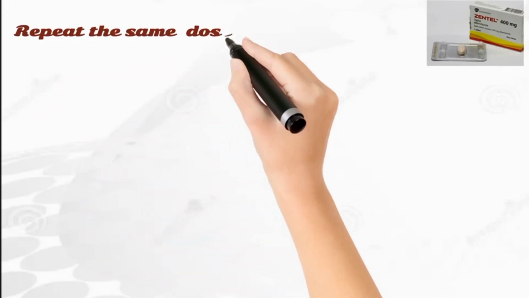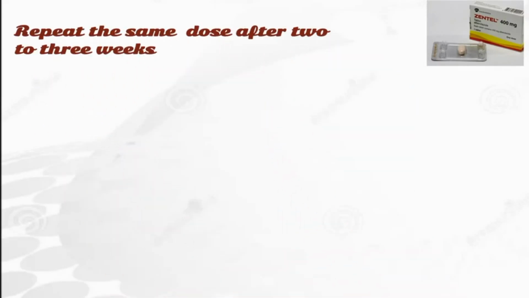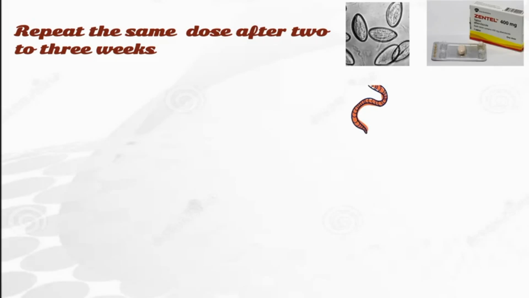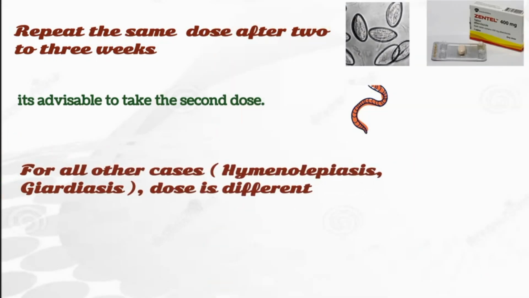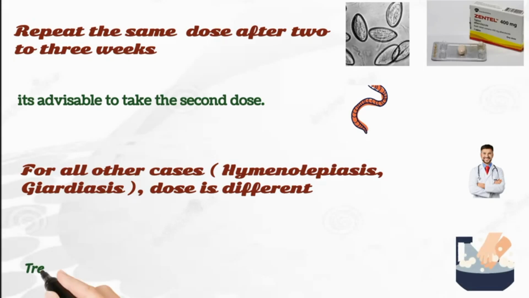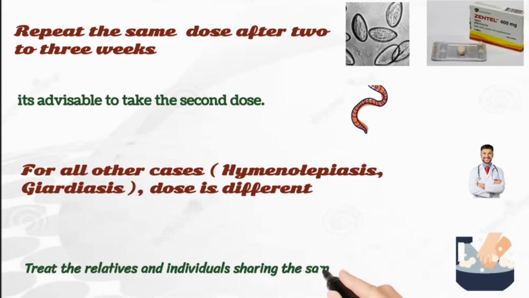Repeat the same dose after 2 to 3 weeks, because sometimes eggs of the worms may still be present in the intestines. So to completely eradicate them, it's advisable to take the second dose. For all other cases, the dose is different, which your doctor will suggest according to your condition. Take measures of hygiene, also treat the relatives and individuals sharing the same housing.